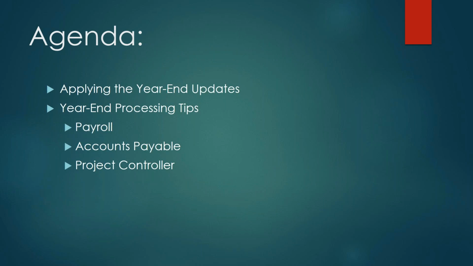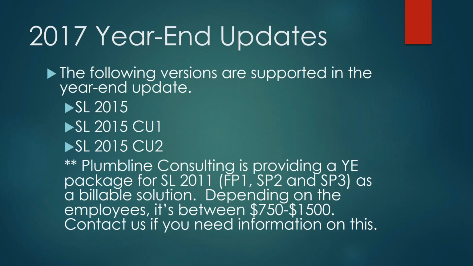So the agenda today is we're going to be doing updates for payroll, accounts payable, and project controller. Now, currently, for the year-end updates, we only have updates for 2015, 2015 CU1, and CU2. For those of you who are on 2011 and prior, there are no year-end updates, although Plumline is providing an update for the 2011 customers, but it is coming with a price. So even if you can't get a year-end update, it's okay. There's a lot of valuable information for you today.